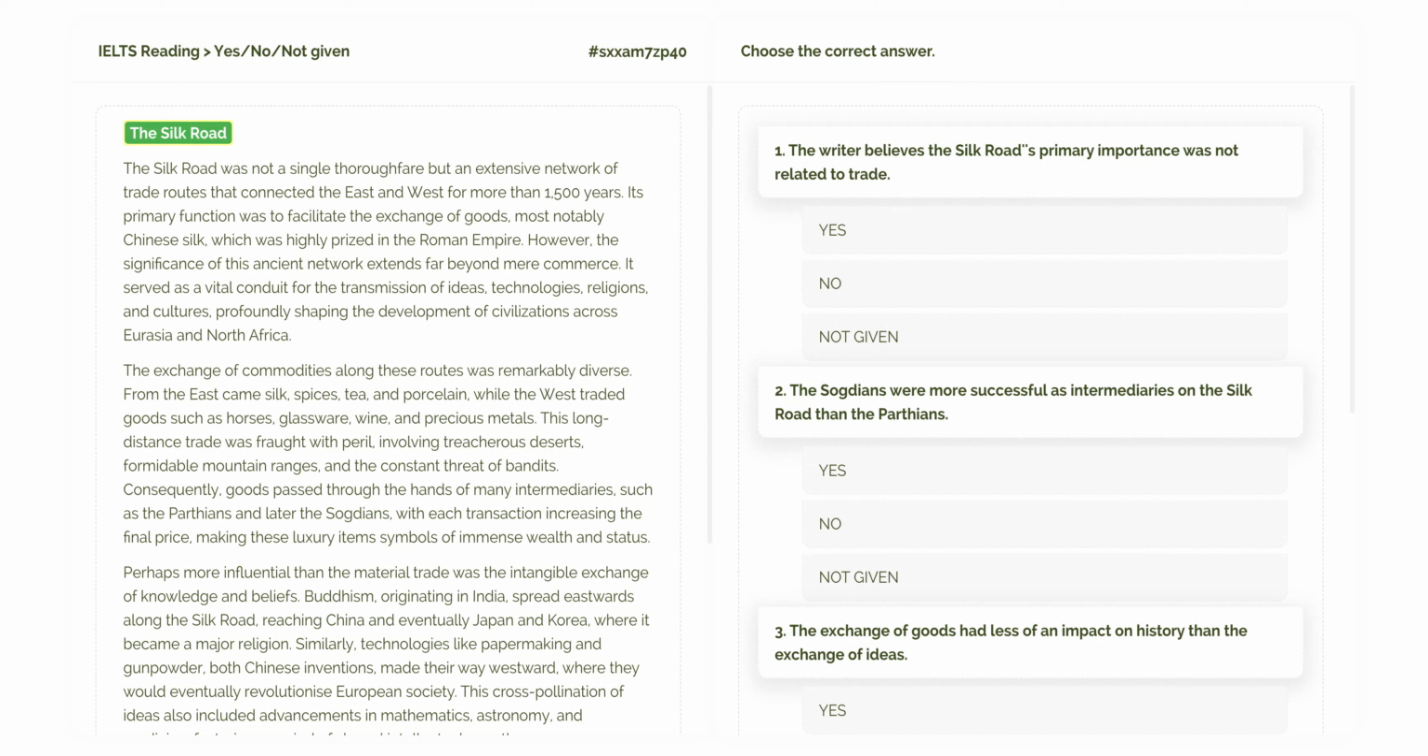Paragraph 1 functions as an introduction. It tells us the Silk Road was a network for trade, but its significance went beyond commerce to include the spread of ideas and cultures. For a yes/no/not given task, we want to flag any specific details we see. I'm spotting the time frame, more than 1,500 years, and key names like Chinese silk and the Roman Empire. The phrase extends far beyond mere commerce is a big clue about the author's opinion.